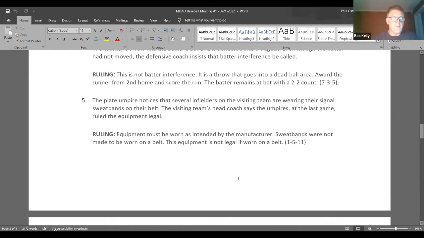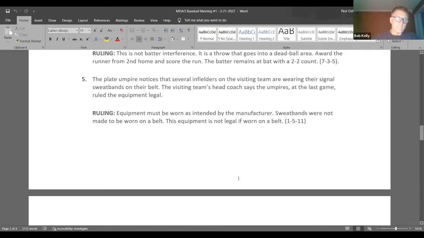All right, thank you. Number 5, the plate umpire notices that several infielders on the visiting team are wearing their signal sweatbands on their belt. The visiting team's head coach says the umpires at the last game ruled the equipment legal. Okay, sweatbands were not made to be worn on the belt. The equipment is not legal if worn on the belt.